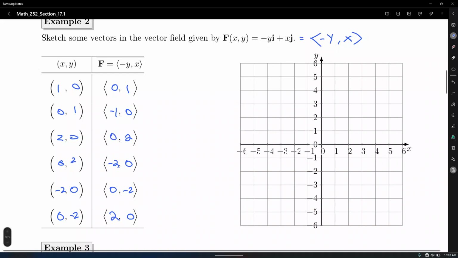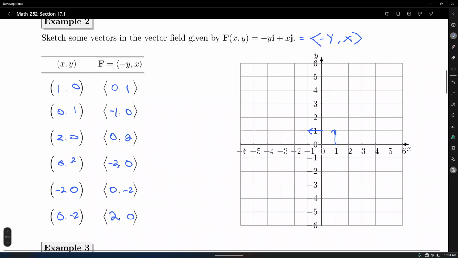Let's plot these vectors by hand at those given points. Let's go to the point 1, comma 0. And from there, I'm going to plot the vector 0, 1. Isn't that this vector pointing up? What about at the point 0, comma 1? I'm going to go to the point 0, 1. And what's the related vector? Isn't that the vector negative 1, 0, which is this vector here?